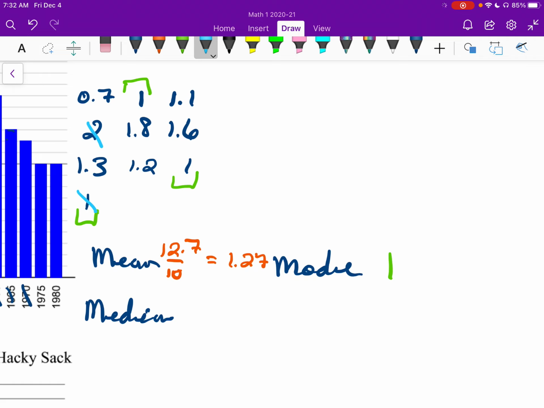Again, my smallest was 0.7. Let me restart. Smallest is 0.7. My biggest is 2. My new smallest is 1, and my biggest will be 1.8. My new smallest is another 1, and then 1.6, 1, and 1.3, and then I have 1.2 and 1.1. So my median is going to be 1.2 plus 1.1 over 2. Whenever I type that in, I'm going to have 2.3 divided by 2, which will be 1.15.